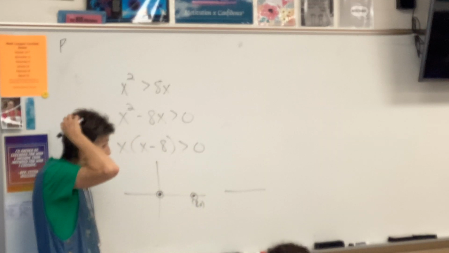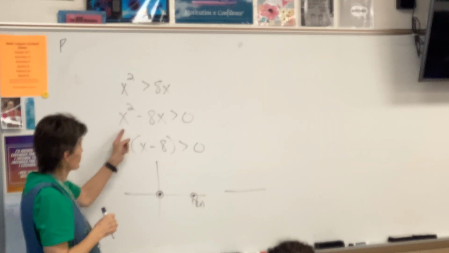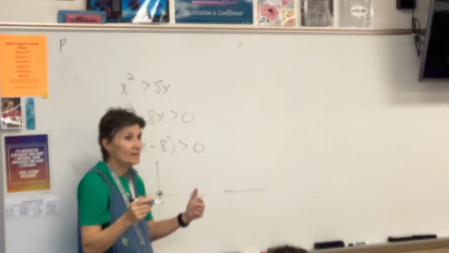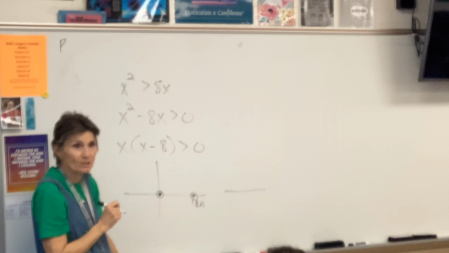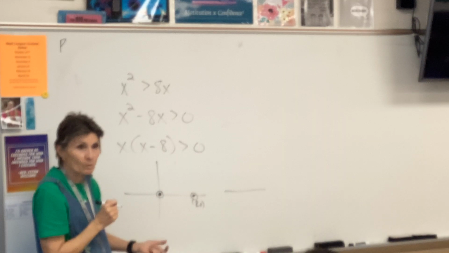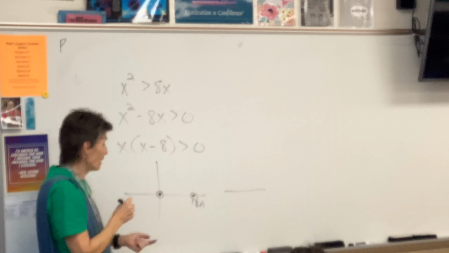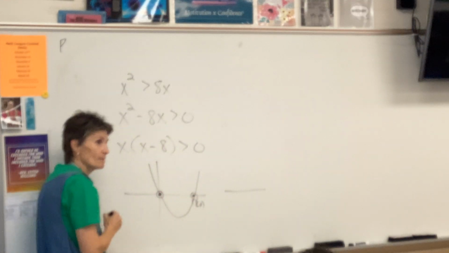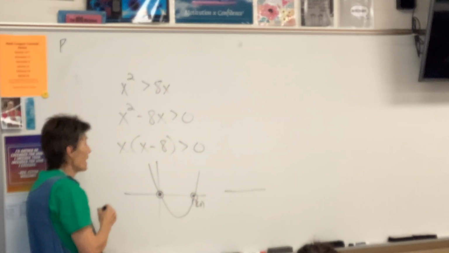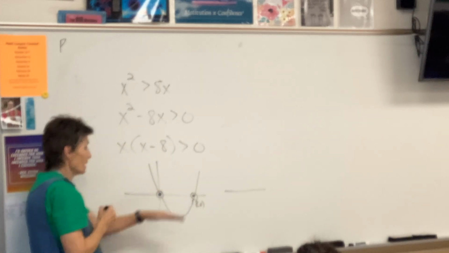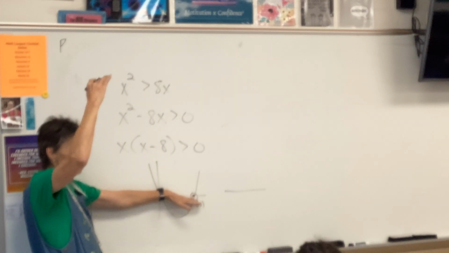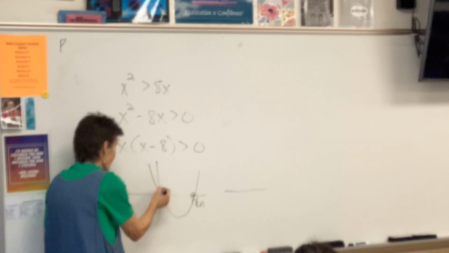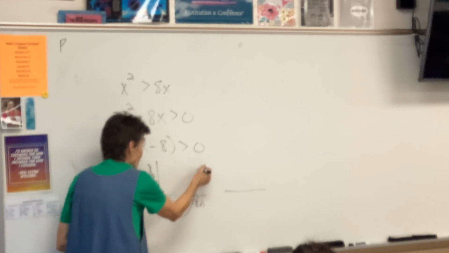Okay? Now, this is an x squared equation. It isn't a polynomial, it's not an x cubed. It's a plain old x squared equation. What do x squared equations look like? Parabolas. So this is some kind of a parabola that looks like this. And I want to know where it's bigger than 0, which is above the x-axis. So that would be this part of the curve and this part of the curve.